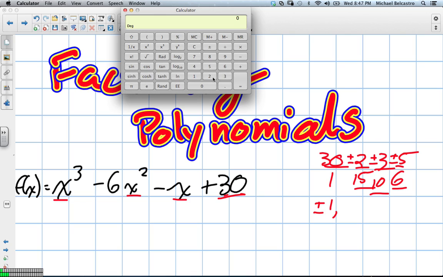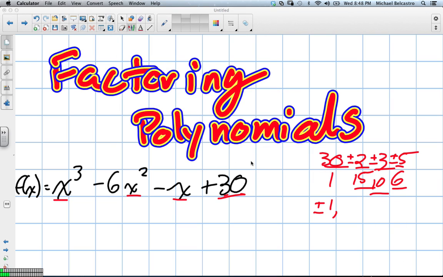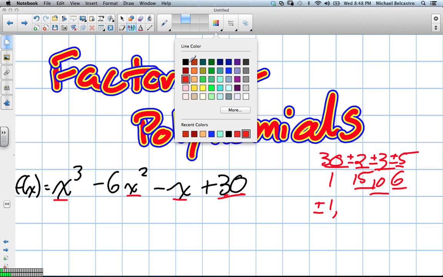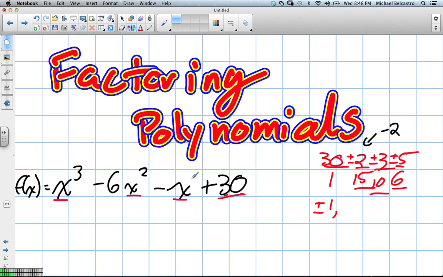We could try negative 2. Negative 2 cubed is negative 8. Negative 2 squared is still 4 times negative 6 is 24, so we're minusing 24. And then plus 2 is 30 plus 30. Perfect, equals 0. So negative 2 is our... Did you see what I kind of did there? I know I did a lot of it in my head. But what we found was that negative 2 is a factor of this. Okay? It creates a 0.